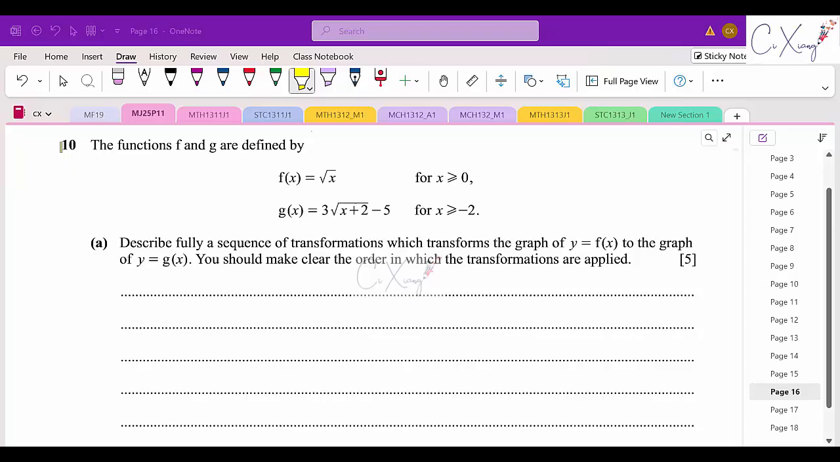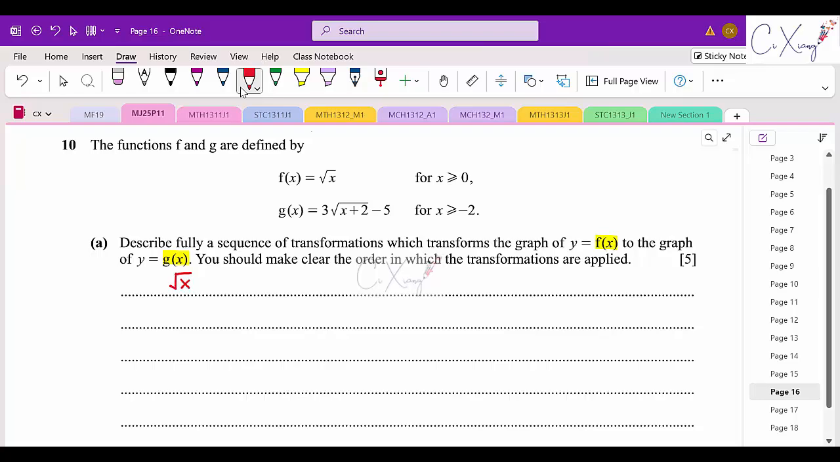Question number 10, which is the last question for this paper. We are given functions f and g, and then this is what we have. Describe fully a sequence of transformations where we are trying to map f(x) to the graph of g(x). You should make clear the order in which the transformations are applied. So let's have a look at my function f(x). The function f is actually square root x, and then we want to change it to become this function g. From what we can see here, we can do it slowly. As an example, we start from square root x first.